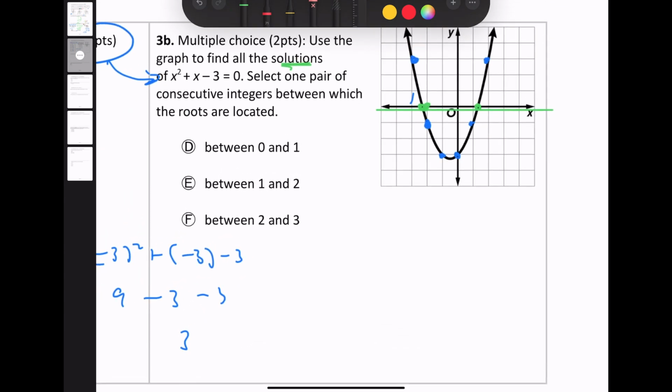And this one on the right side is between numbers 1 and 2. This one is between -2 and -3. So that would be choice E.